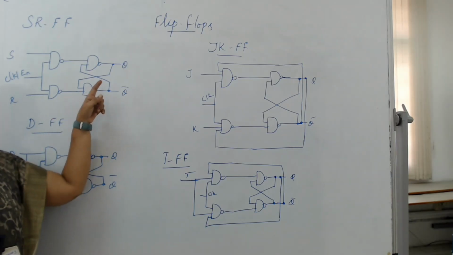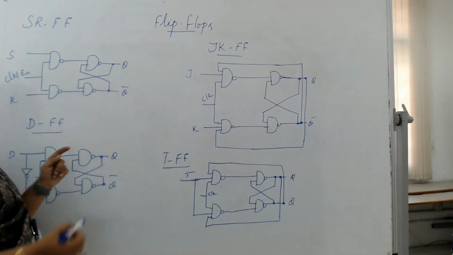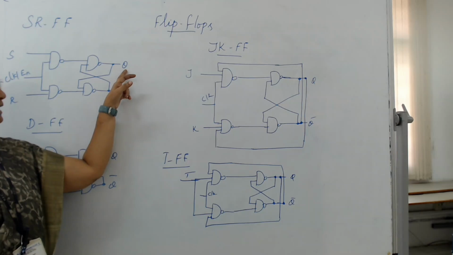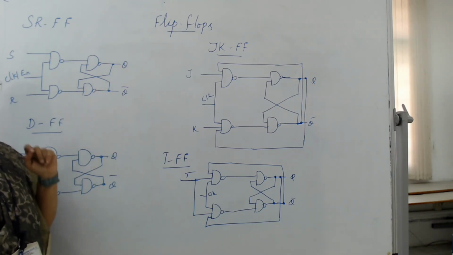If Q is equal to 1, then Q bar becomes 0. So it is a single bit. It doesn't mean that Q and Q bar are 2 bits. The Q is a single bit of data, and the complement of Q is Q bar here. So it is a single bit storage element.